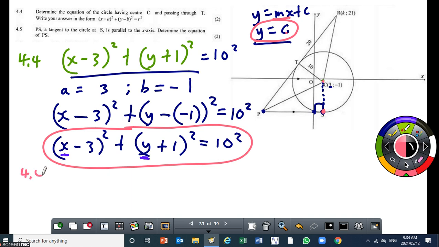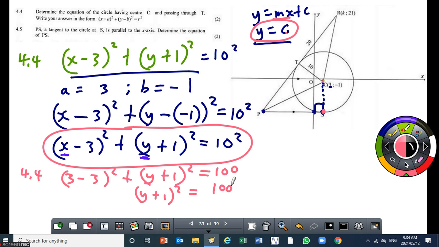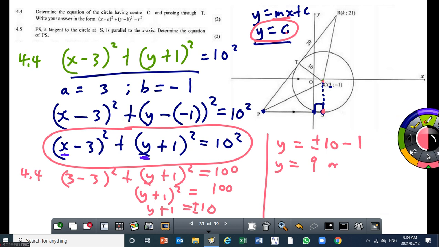So I'll substitute here. That will be (3 minus 3) squared plus (y plus 1) squared equals 100. This gives me 0, so I'm left with (y plus 1) squared equals 100. Then the square root of 100 is 10, so that will be plus or minus 10. Then we take the 1 to the right, and we end up having y equals plus or minus 10 minus 1. If I take the positive, I'll get 9. If I take the negative, I'm going to get y equals negative 11.